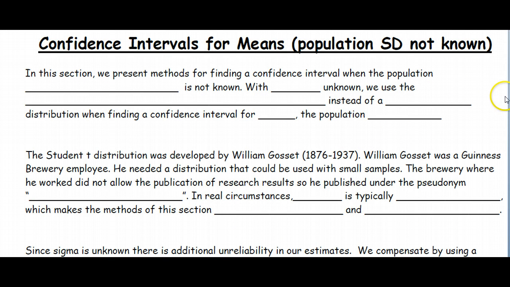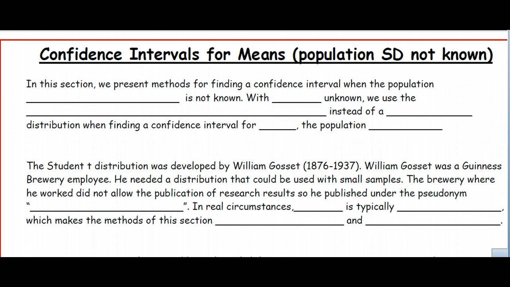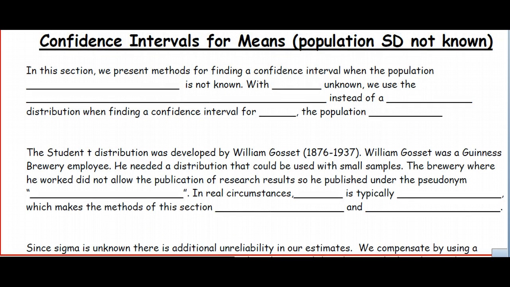Welcome back. This is confidence intervals for means where we do not know the population standard deviation. In this section, we're going to present methods for finding a confidence interval when the population standard deviation, sigma, is not known. When sigma is unknown, we use the student t distribution instead of a normal distribution when finding a confidence interval for mu, the population mean.